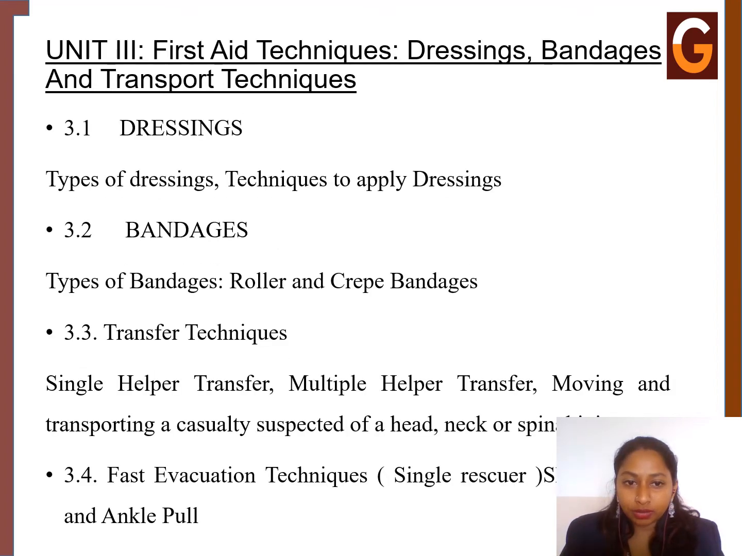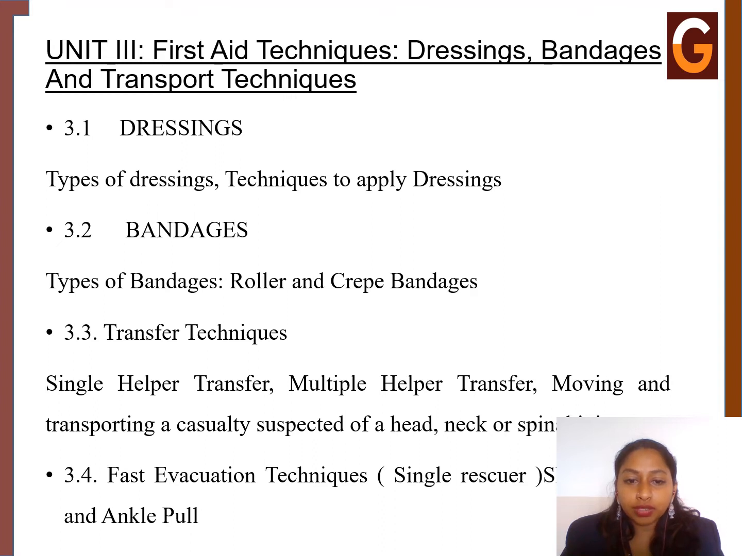In unit number 3, it starts with the basic techniques which we use in first aid, that are dressings, bandages and transport techniques. Dressings are nothing but how to apply the different types of dressings we have in the hospital or that we usually carry with our first aid. So what are the different types and how to apply these dressings. This will be covered in 3.1.